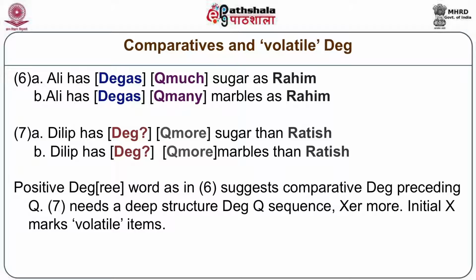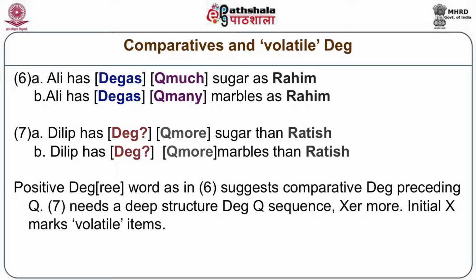The difference between as much sugar and as many marbles is that sugar is a mass noun, marbles is a count noun. Mass nouns are also called uncountable nouns, and count nouns are also called countable nouns. There is a countability feature. As much works with non-countable nouns and as many works with countable nouns.